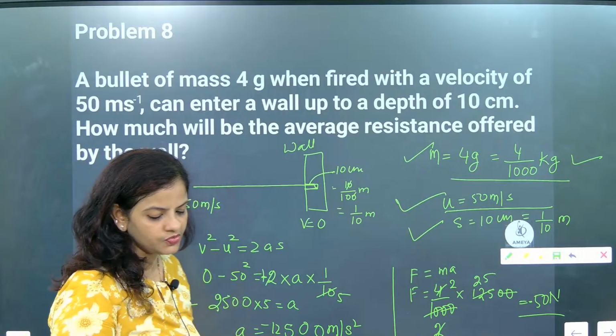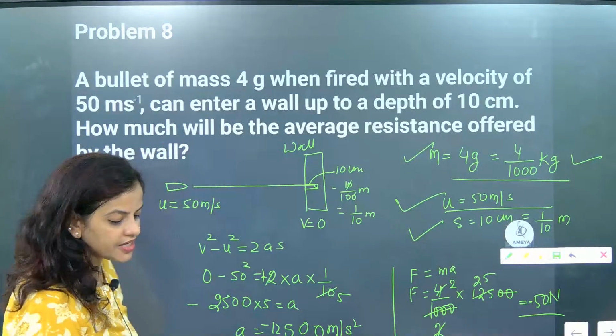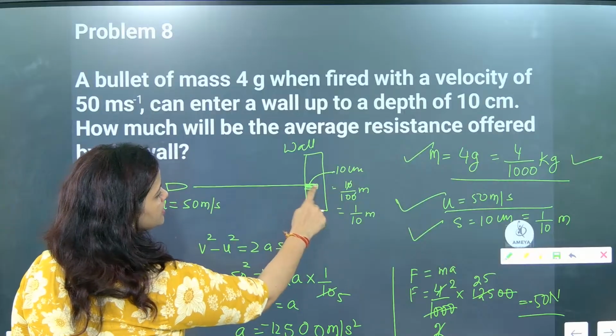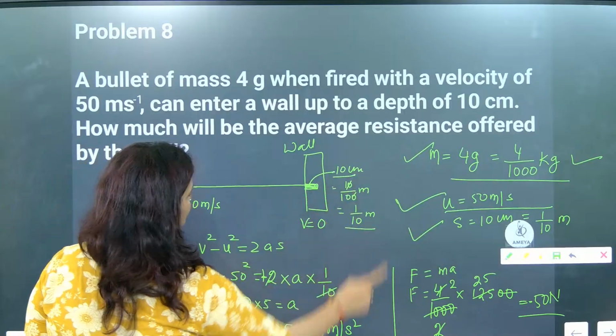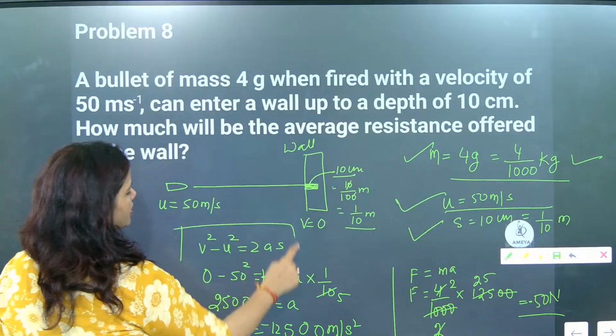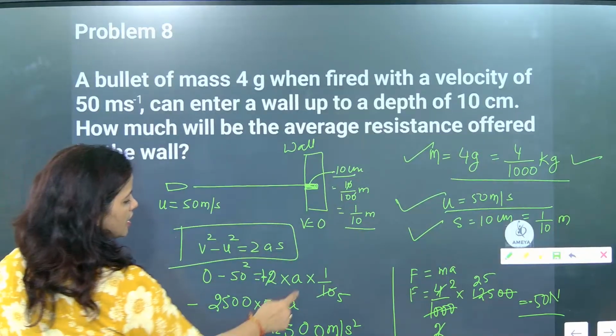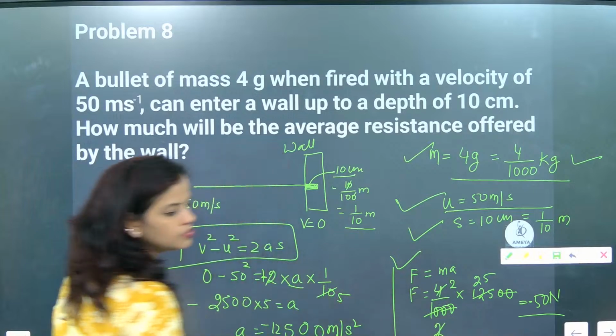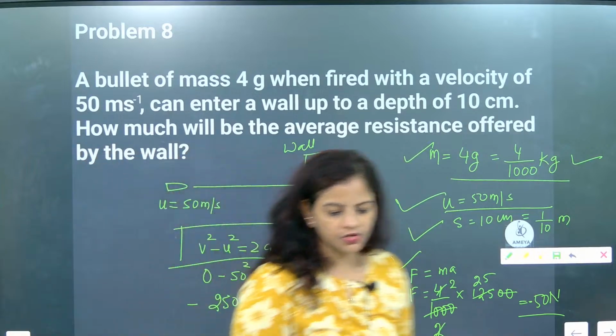You must check this one answer, beta. See here, nothing is there in the question. The wall, the bullet is going inside and stopping. The displacement is 10 centimeter, that means 1 by 10 meter. V square minus U square is equal to 2AS. Acceleration is coming as this much. We know that force is equal to mass into acceleration. See, words you need to catch.